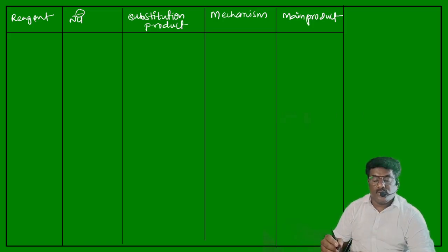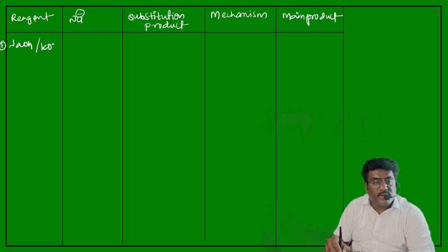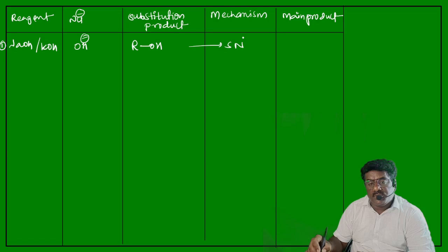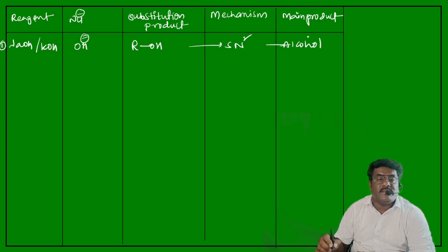See, have a look at reagent, nucleophile, substitution product, mechanism. What is the main product? I am taking the first one, sodium hydroxide or potassium hydroxide. It gives OH minus. OH minus in presence of alkyl halide gives ROH. It is a substitution product. What type of mechanism does it undergo? SN2. What is the main product? The main product is the alcohol.